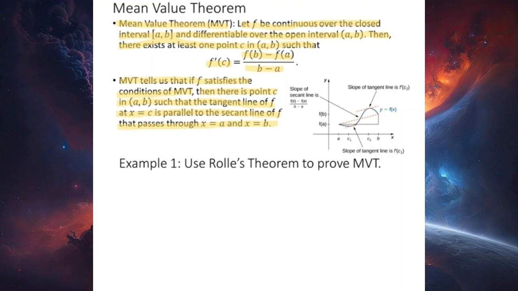And we can see that through our diagram on the right. Here we have the secant line that connects the points a, f(a), and b, f(b). And recall from our previous units, f(b) minus f(a) all over b minus a would be the slope of the secant line. Due to the conditions of mean value theorem, we can find at least one tangent line that will be parallel to the secant line, meaning the tangent line will have the same slope as the secant line. Now, to prove why this is true, we're going to use Rolle's theorem to help us.